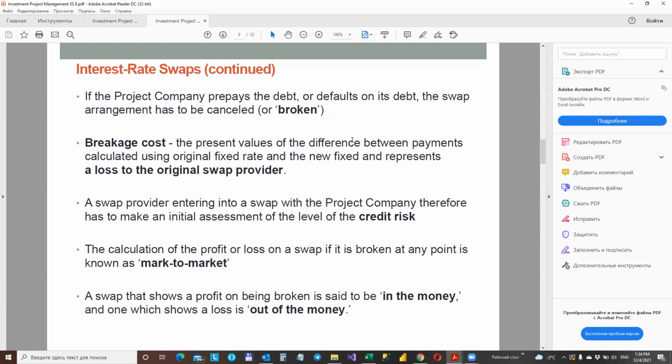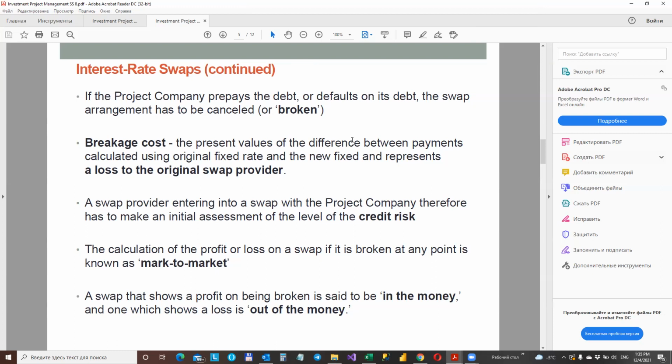Interest swap breakage cost and credit risk. If the project company prepays the debt or defaults on the debt, the swap arrangement has to be cancelled or so-called broken. The swap provider then enters into another swap for the balance of the term. That is, another party takes over the obligations of the project company. If long-term fixed interest rates have gone down since the swap was originally signed, the new counterparty will not be willing to pay the same high fixed interest rate as the project company. The difference between the original fixed rate and the new fixed rate represents a loss to the original swap provider. This is known as a breakage cost.